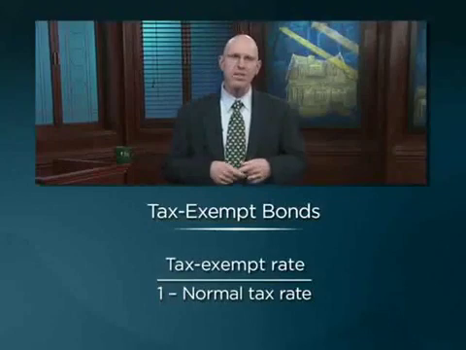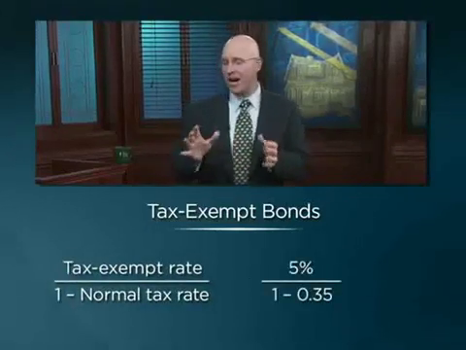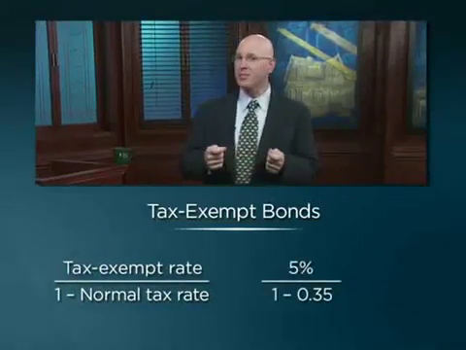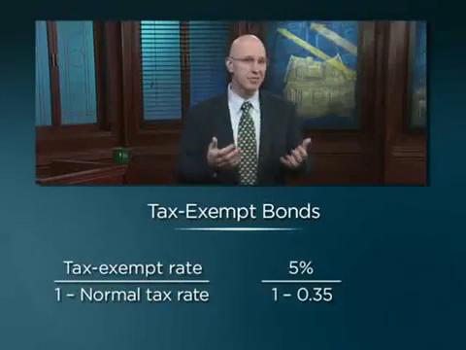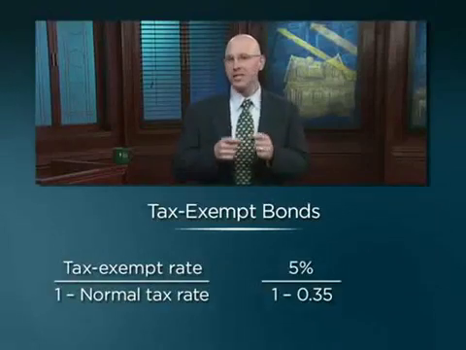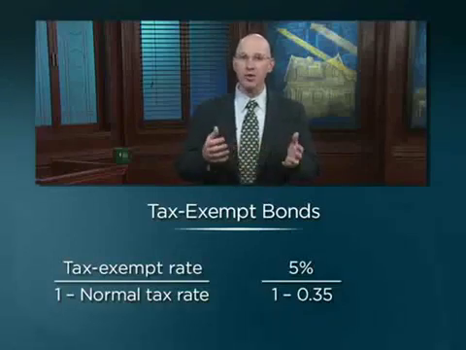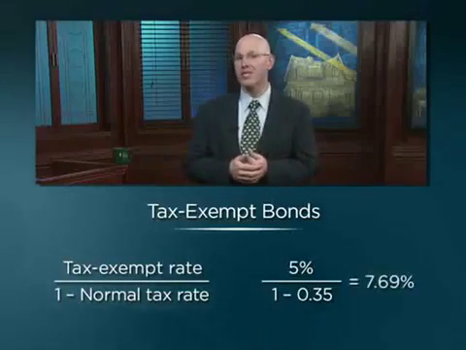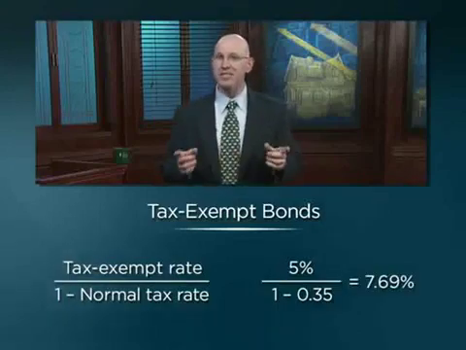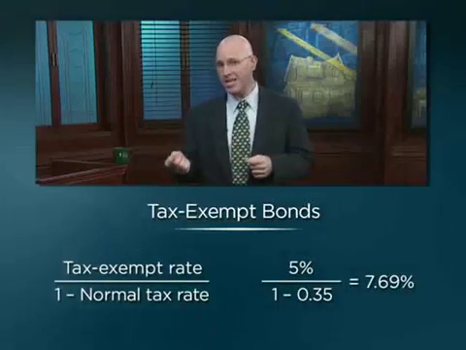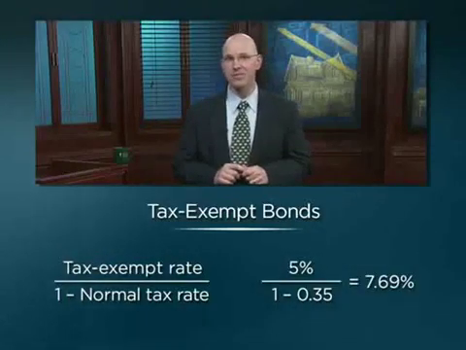For example, if the municipal bond is paying a 5% interest rate and your income tax rate is 35% of any taxable interest earned, then the equivalent taxable interest rate is 5 divided by the quantity 1 minus 0.35, which gives 7.69%. This is the rate that you should compare to other taxable bonds that you're also considering.